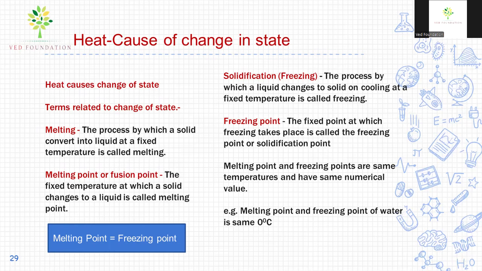Solidification, freezing. The process by which a liquid changes to solid on cooling at a fixed temperature is called freezing. The fixed temperature at which freezing takes place is called freezing point. It is also called solidification point. Melting and freezing are reverse processes. During melting, solid converts into liquid state and during freezing, liquid converts into solid state. But both processes take place at the same temperature, meaning melting point and freezing point are the same temperature and have the same numerical value. Melting point and freezing point of water is 0 degrees Celsius.